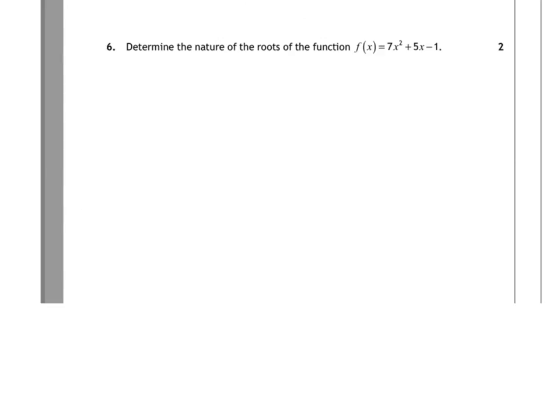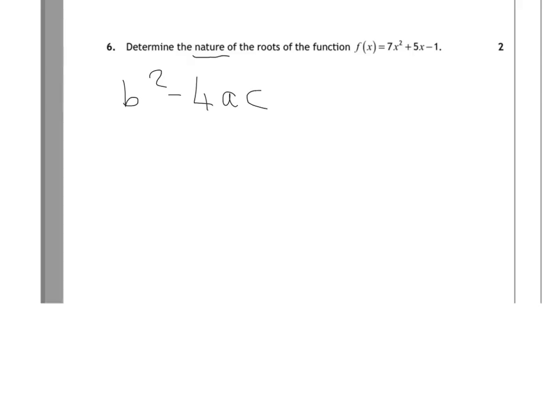Question 13. Determine the nature of the roots of the function f of x equals 7x squared plus 5x minus 1. Now, we could interpret this as a question where we need to factorise into two brackets or solve using the quadratic formula, but that would be the wrong interpretation of the question, because the question is not asking me to calculate the roots, it's asking me to find the nature of the roots. Now, that's a question that is investigating the discriminant.